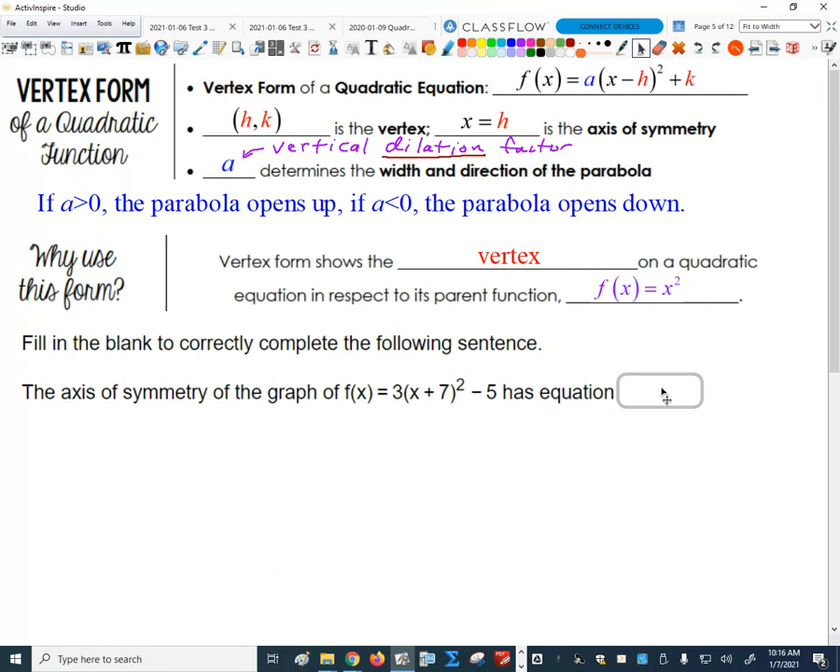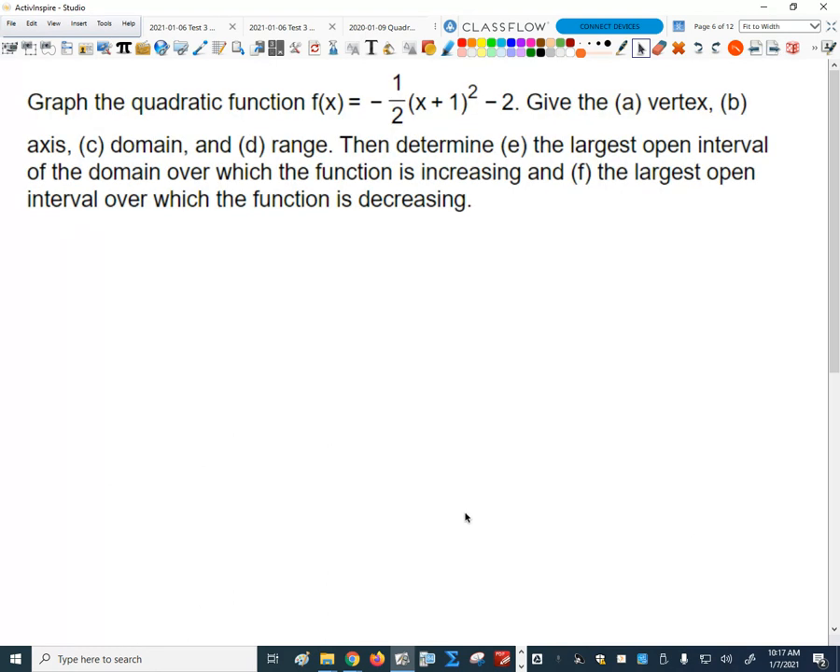Would it be -7? Yeah, x equals -7, right? Because we're talking about an axis, it has to be a linear equation. So x equals -7. Good. Okay, what about one like this?